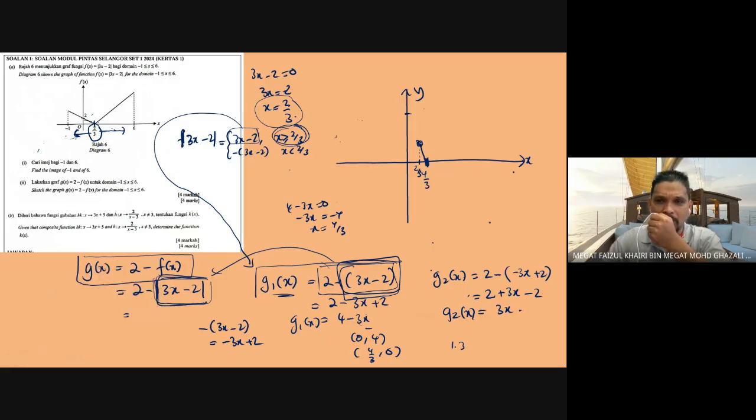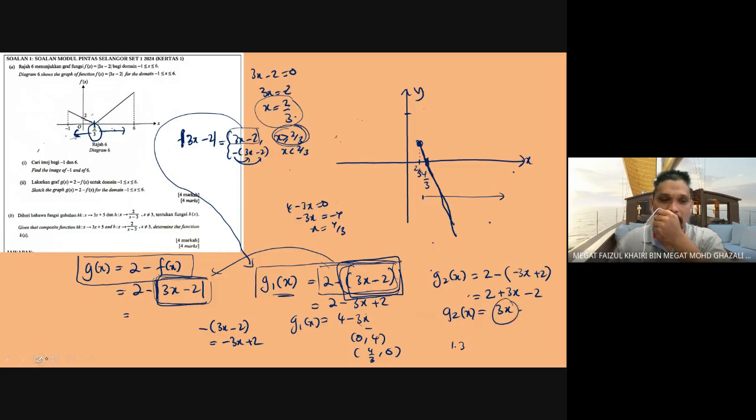So, from here, this is the one. Okay, because 3x minus 2 is for x greater than or equal to 2 over 3, starting from here to the right side. Okay. So now, this one, 2 minus negative 3x plus 2, which is negative 1 times 3x, negative 1 times negative 2, then we get negative 3x plus 2. And then we got 3x.